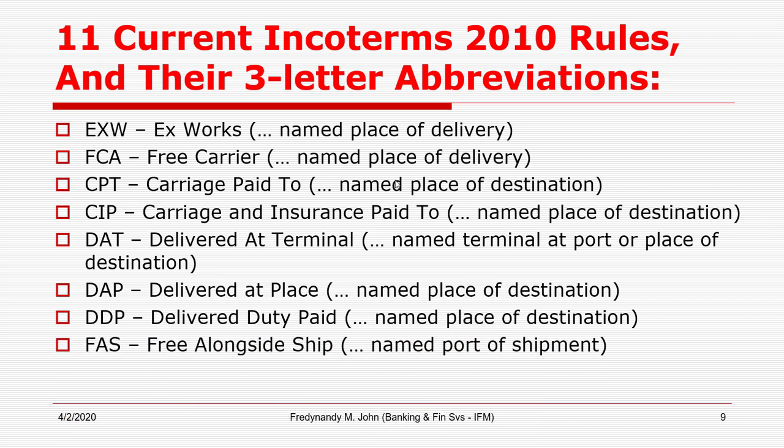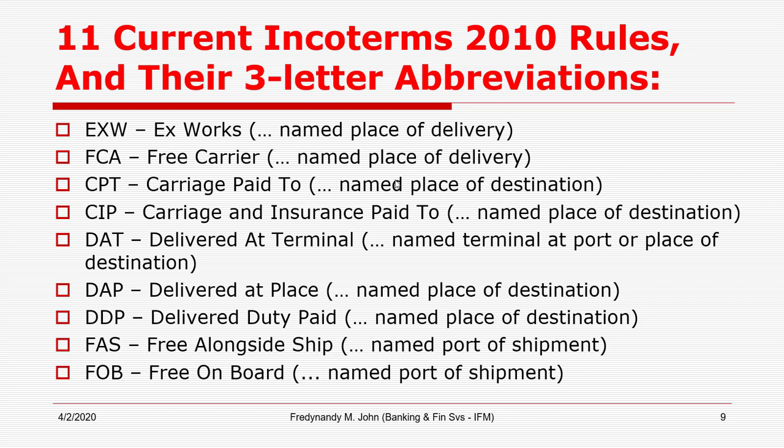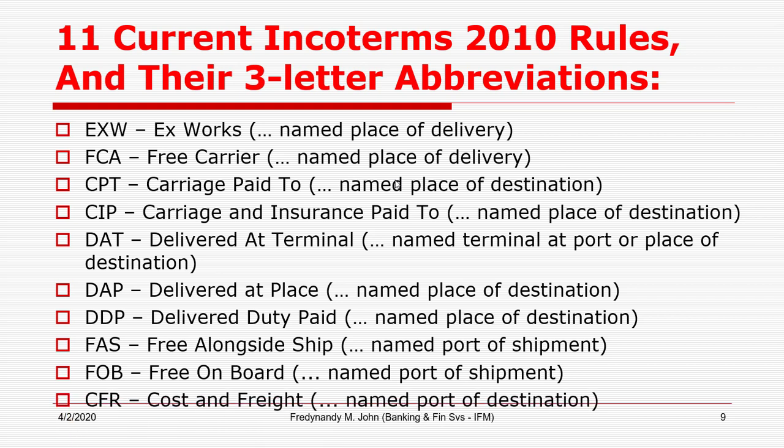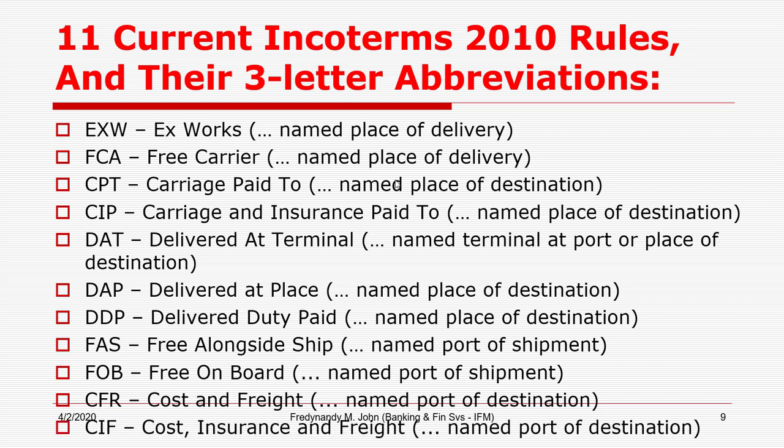Eighth, Free Alongside Ship, abbreviated as FAS. Ninth, Free On Board, abbreviated as FOB. 10th, Cost and Freight, abbreviated as CFR. And the last one is Cost, Insurance and Freight, abbreviated as CIF.